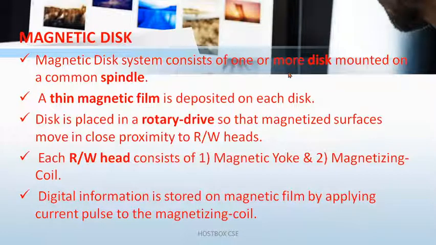A magnetic disk always consists of one or more disks mounted on a common spindle, and a thin magnetic film is deposited on each disk. The disk is placed in a rotary drive so that the magnetized surfaces move in close proximity to read/write heads, and each read/write head consists of a magnetic yoke and a magnetic coil. The information here is digital, not analog. The digital information is stored on the magnetic film by applying current pulses to the magnetic coil.